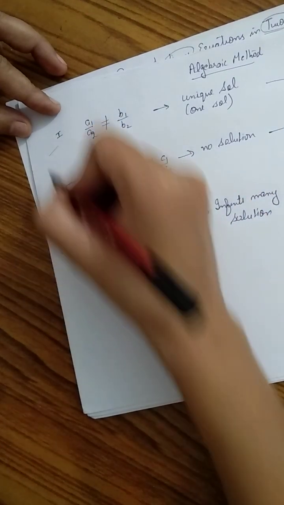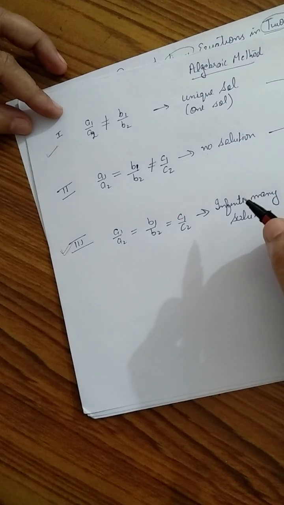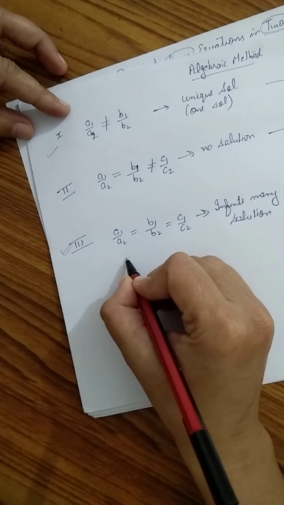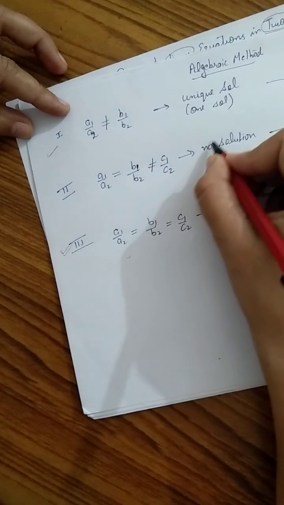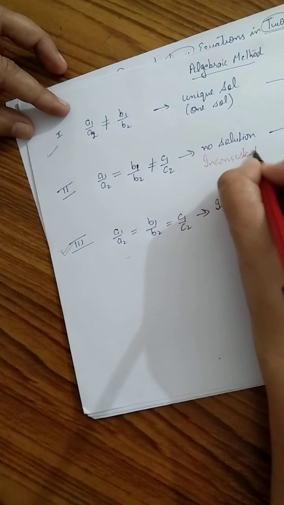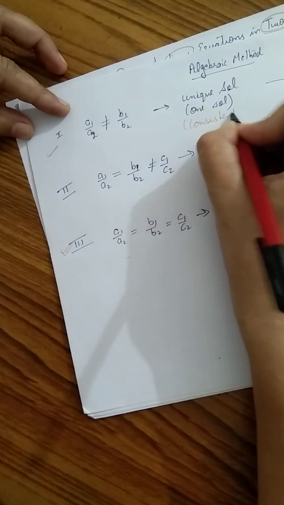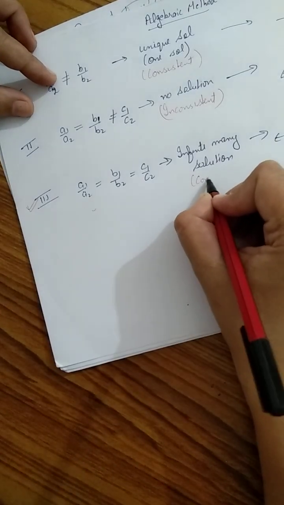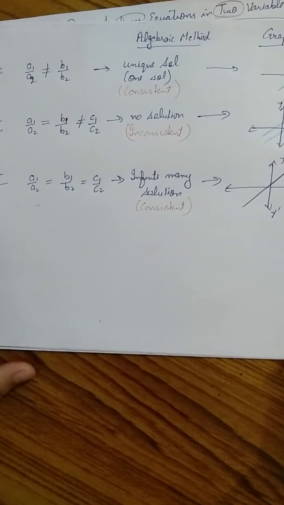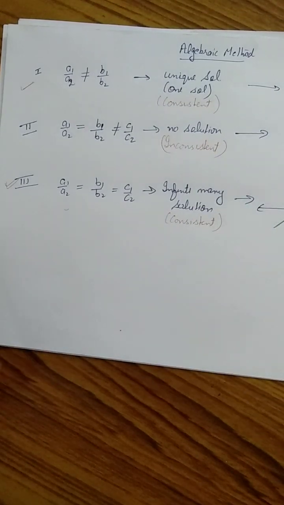There is also one more thing: the system is consistent or inconsistent. Where there is no solution, the system is inconsistent. Where there is one solution, it is consistent. Where there are infinitely many solutions, it is also consistent. So this is how we can differentiate all the cases and all the solutions of the linear equations in two variables. Thank you.